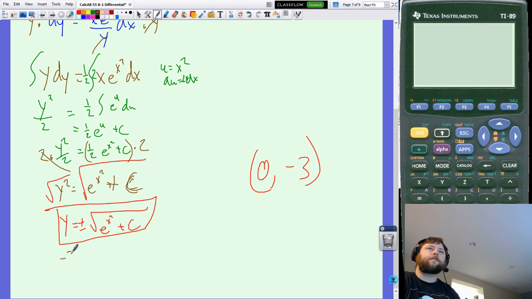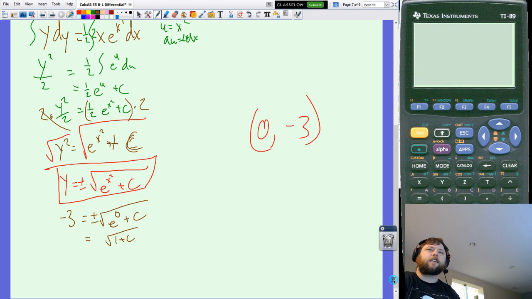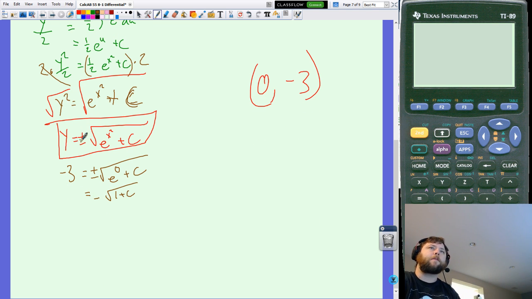So -3 equals, let's go. I'm going to leave that plus and minus, we'll talk about that later. So e to the 0 squared plus c, which is going to be 1 plus c. Now, the reason it's actually going to be minus here, because it can't be plus because the y is negative, so I know it's got to be a minus the square root. So -3 equals -the square root of 1 plus c.